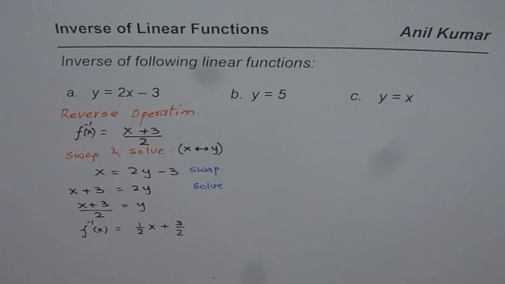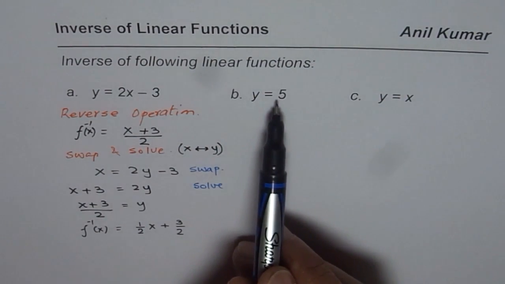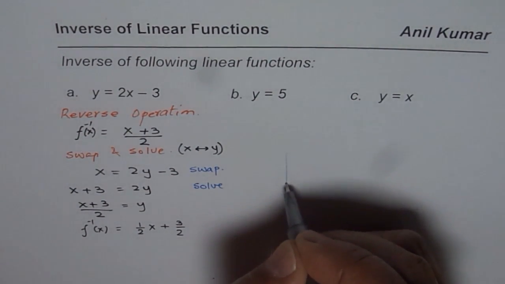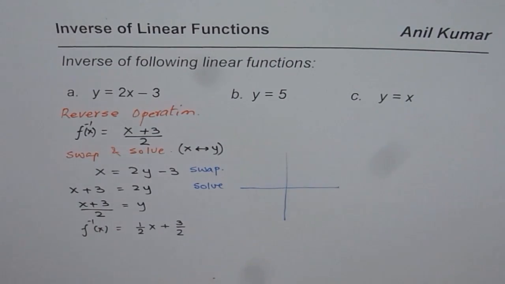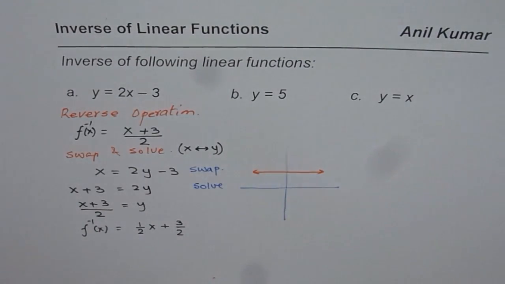Now let's look into two cases. Here we have y equals 5. This is indeed a very special case, right? Let me sketch and then show you how this function will look. Y equals 5 means a horizontal line, correct? So that is y equals 5.